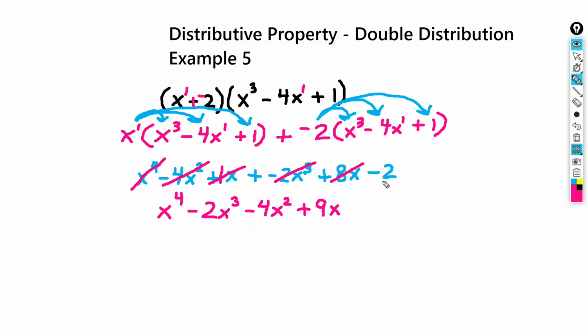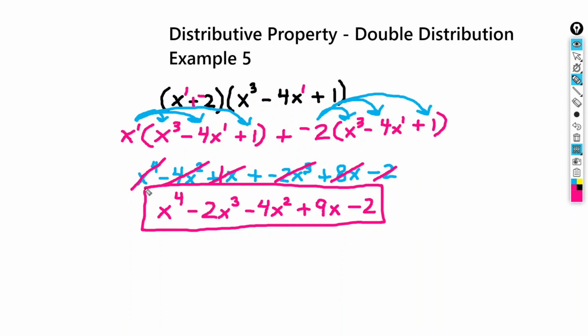And then my last term that I have to bring down is the minus 2. Bring that down. Cross it off. I see I have everything crossed off up here. So that's as far as I can go. So this is my expanded form of this one that's simplified out.